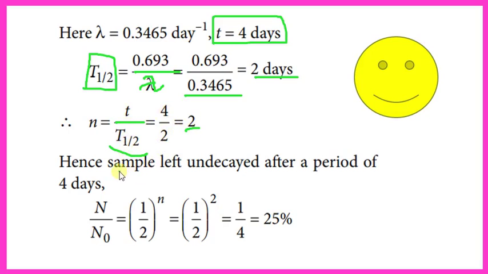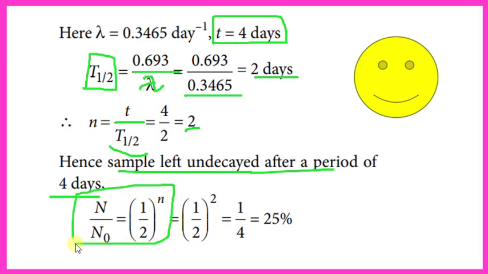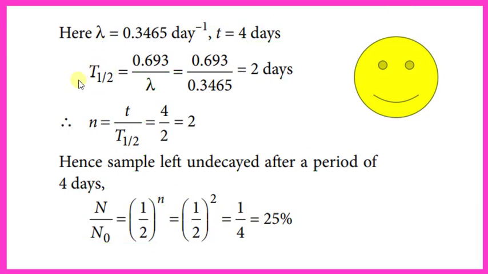So the sample left undecayed after a period of 4 days is given by the relation N equal to N naught into (1/2) to the power n. n is what we have calculated as the ratio of T upon T half, that is 2, and (1/2) to the power 2 is 1 by 4. It means the sample left undecayed after a period of 4 days would be 25%. Clear? For this you have to note down this relation: T half equal to 0.693 upon lambda. They may change this problem by directly giving T half as 2 days, so it becomes very easy for you. That's why they have first given the decay constant for this reaction as 0.3465.